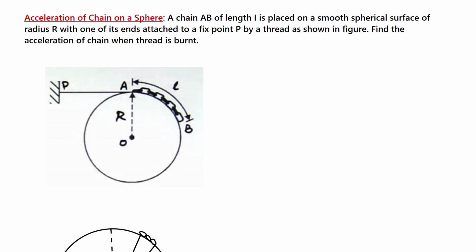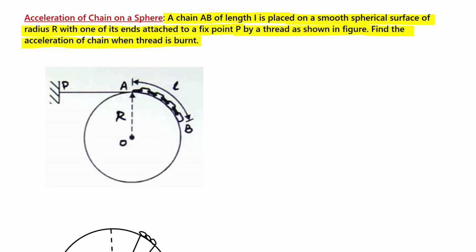Hello friends, in this video we will analyze a chain that is kept on a sphere. So the question says, a chain AB of length L is placed on a smooth spherical surface of radius r with one of its ends attached to a fixed point P by a thread as shown in the figure. So we have to find the acceleration of the chain when the thread is burnt.